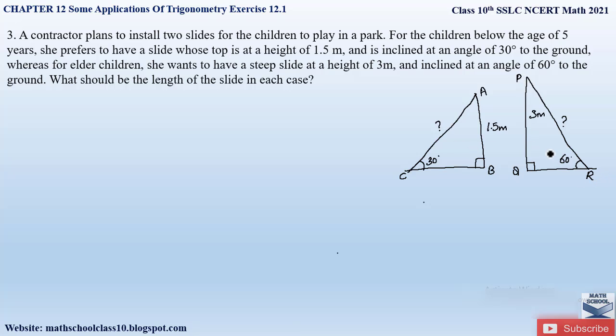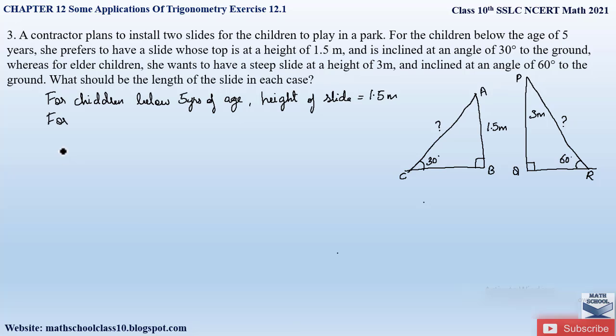Now since these two triangles are right angle triangles, we can apply the trigonometric ratios here and find out the length of slide in both cases. Now let us write down: for children below 5 years of age, height of slide is 1.5 meter. Similarly, for elder children, height of slide is 3 meters. Right? So this is what is given in the question.